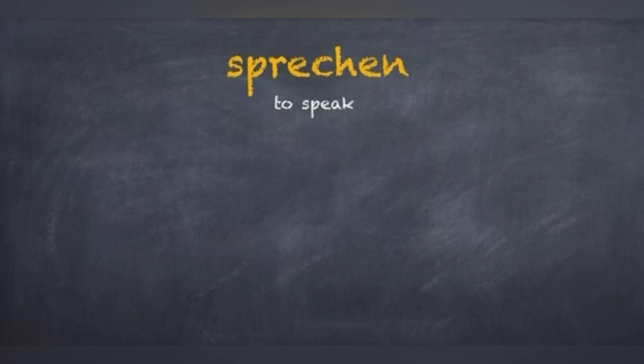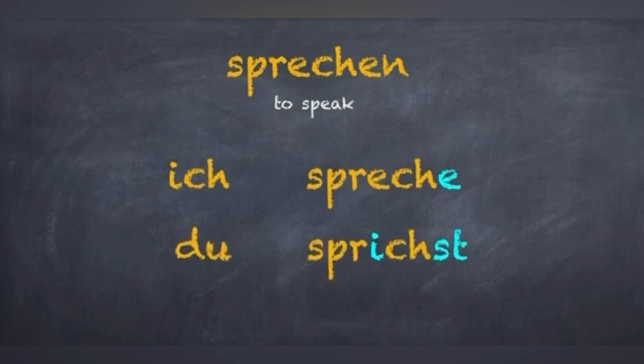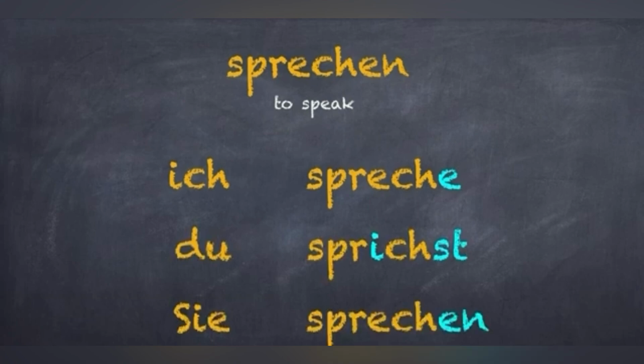Coming to the next verb. Sprechen. This is the infinitive form, and here's the conjugation. Ich spreche, du sprichst, Sie sprechen. Here you must have noticed the conjugation with du, that we do not only have an ending of st, but also e changes to i. This is because sprechen is an irregular verb. We will be dealing with irregular verbs in a separate video.